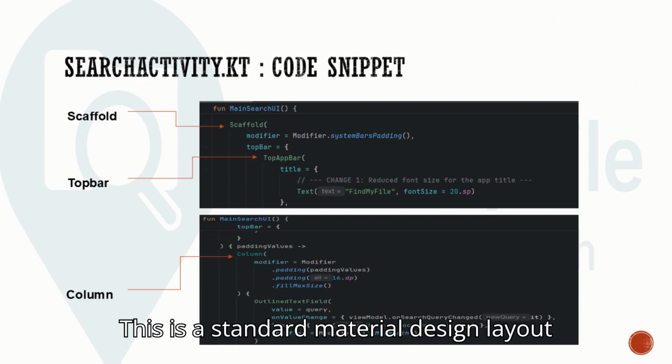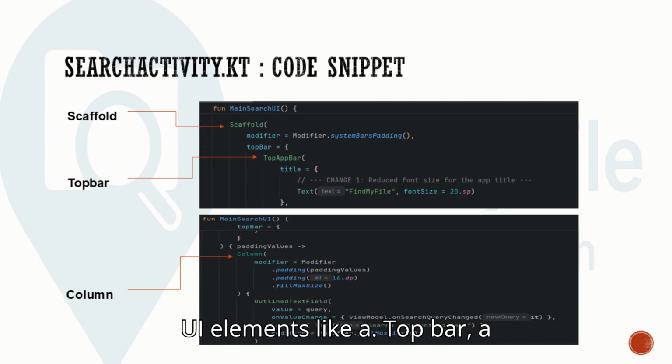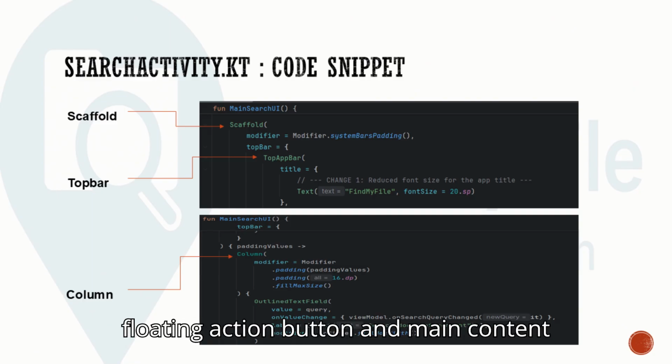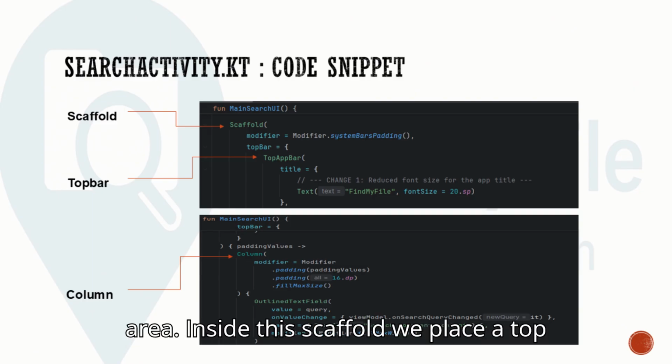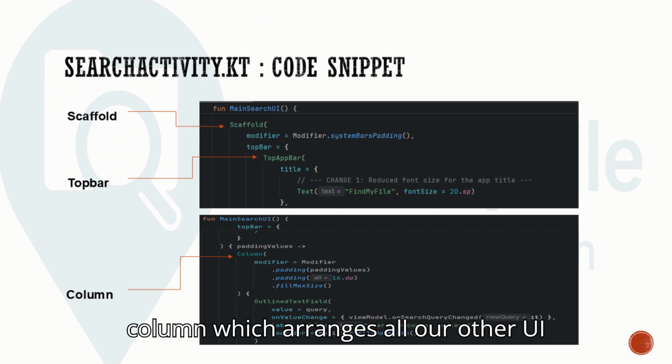This is a standard Material Design layout component that gives us slots for common UI elements like a top bar, a floating action button, and the main content area. Inside this Scaffold, we place a top app bar for our title and the select folders link. The main content is a Column which arranges all our other UI elements vertically one after the other.